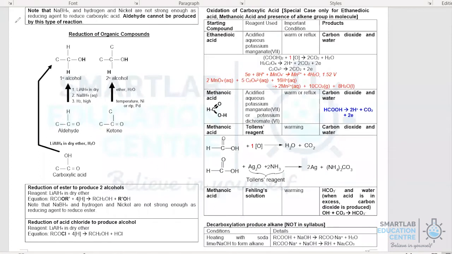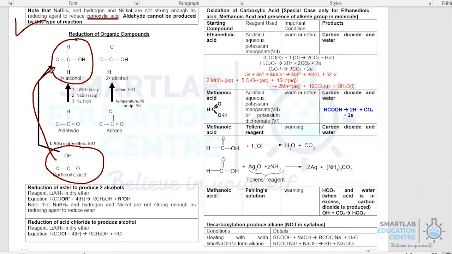So finally, to recap, NaBH4 and hydrogen with nickel are not strong enough as reducing agents to reduce carboxylic acid. We have to bear that in mind. And we also have to bear in mind that when we reduce with lithium aluminum hydride, you are not able to form aldehyde or to try and extract aldehyde en route, as the reaction is going to end up as a primary alcohol. The reason is because lithium aluminum hydride is too strong a reducing agent. Therefore, it is only able to reduce carboxylic acid to primary alcohol.